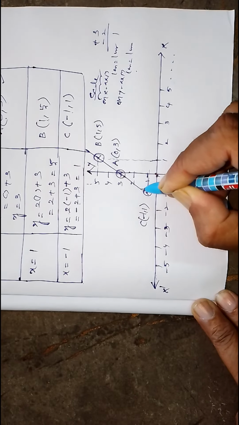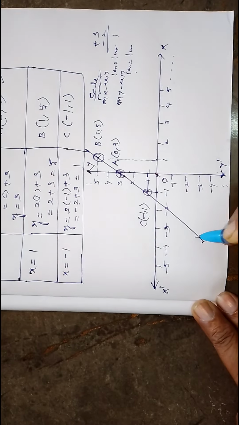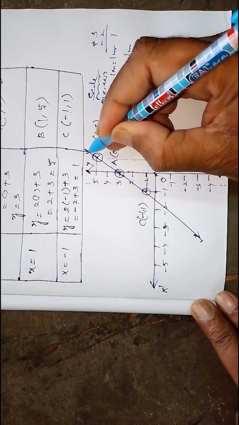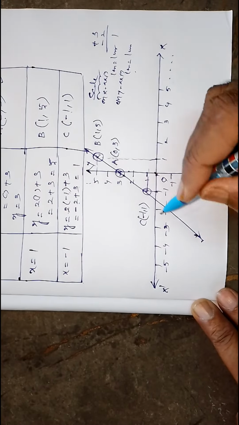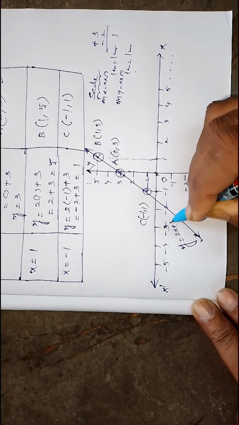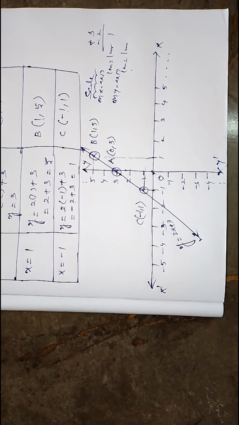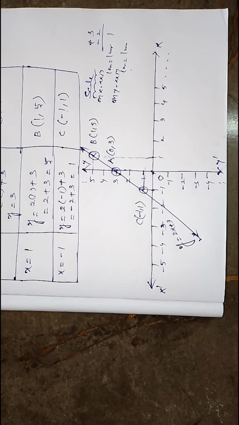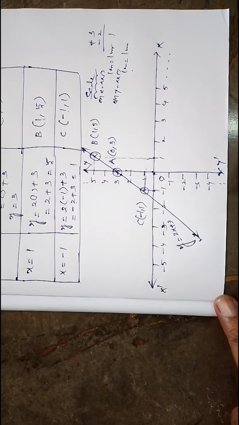When we join all these points, it forms a straight line, which is named y equals 2x plus 3. Y is equal to 2x plus 3. Then by using the graph, we have to find the 0 of the polynomial.